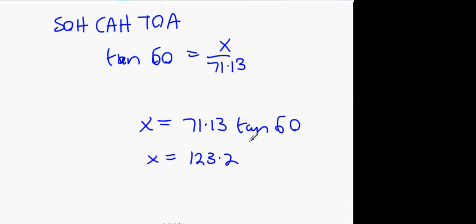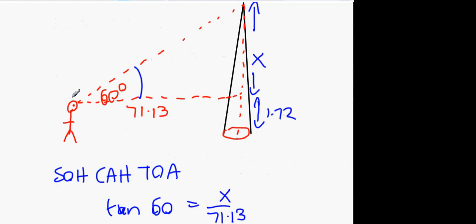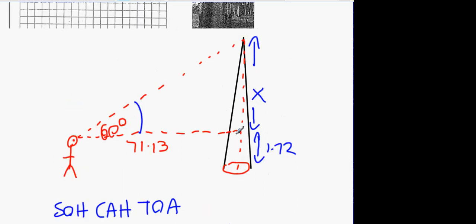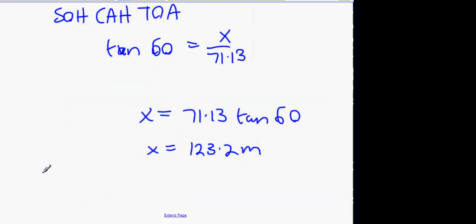Now guys, 123.2 meters. Now, that's not the full height, as I said before. That's only the height from her eye level upwards. So we've got to add on the 1.72. Add on the 1.72, and what do we get? Well, it's going to round up to 125 anyway. I can tell you that much. So we round up to 125 meters. That's how high the spire is.